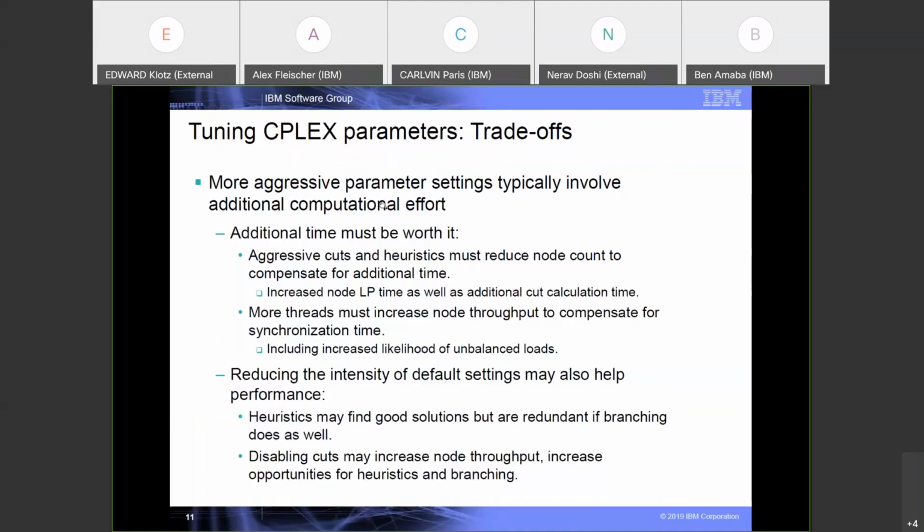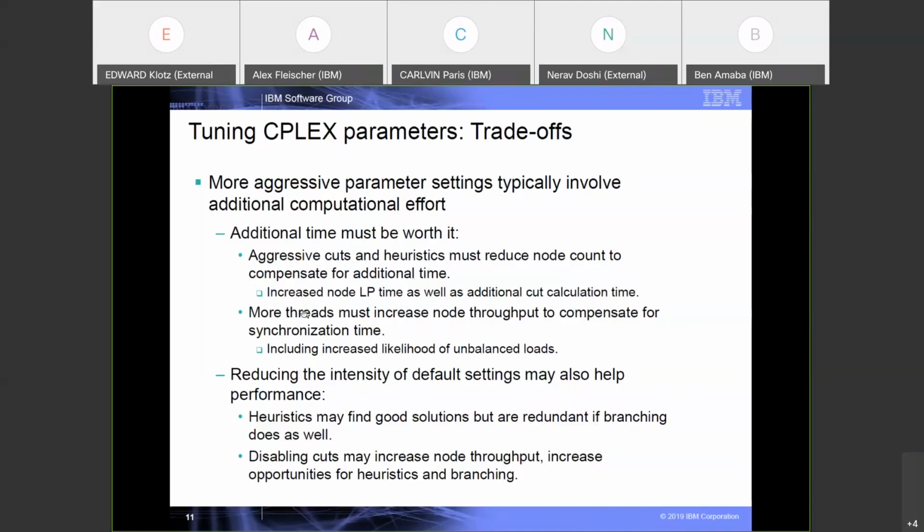Broadly speaking, when you increase the intensity parameter setting, what you're basically telling CPLEX to do is to do more computations, to get more information about the problem so you can make more refined decisions. So what that means is you set up a trade-off. The additional time spent has to be worth it. For example, if you increase the intensity of cuts and heuristics, you better get a reduction in node count to compensate for that additional calculation.